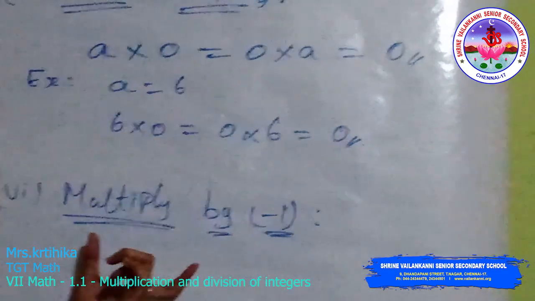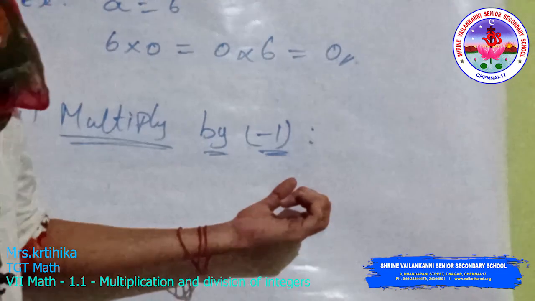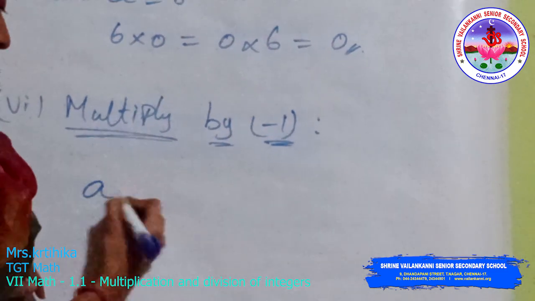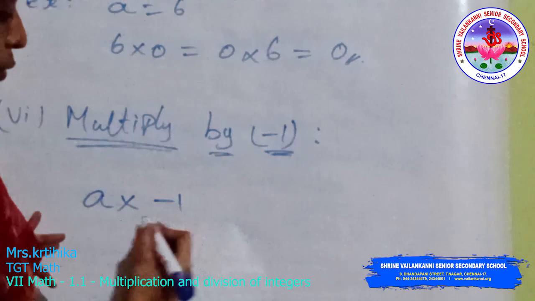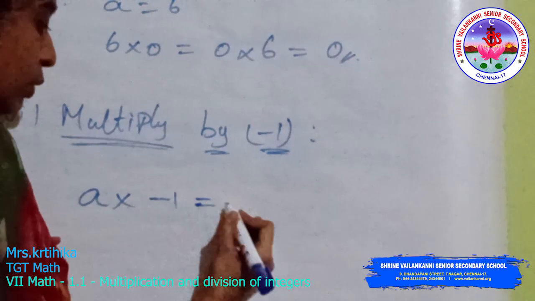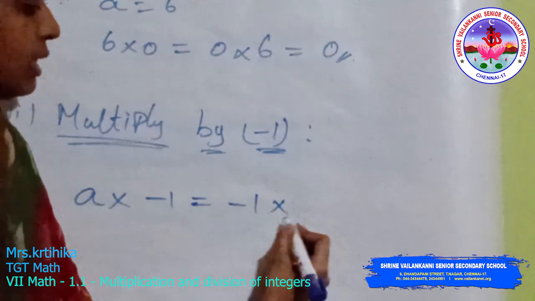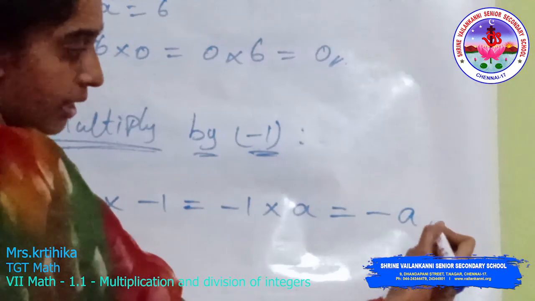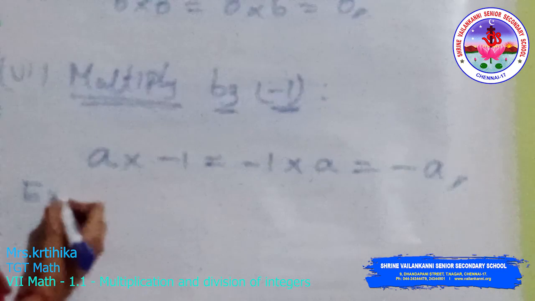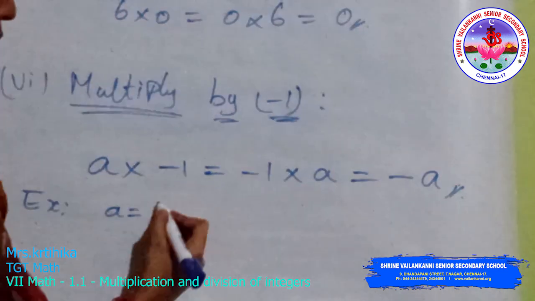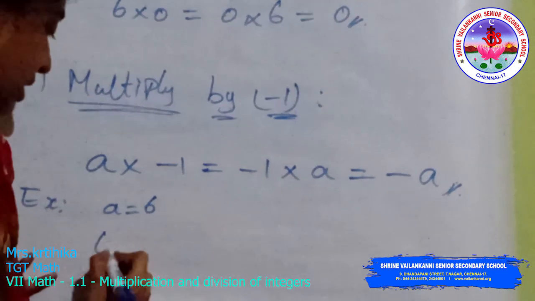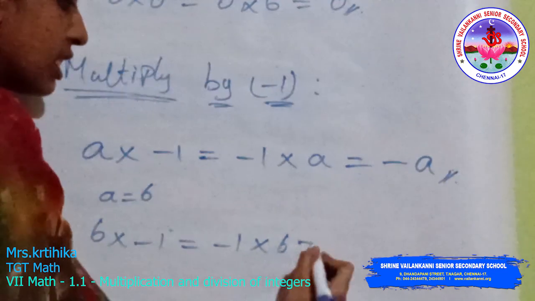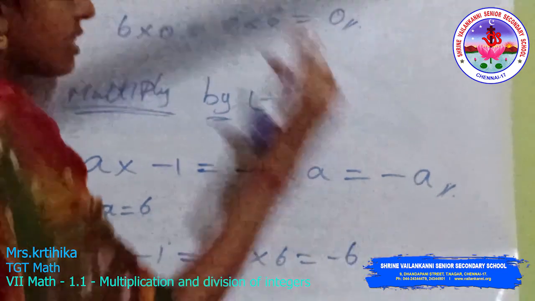Next property is multiply by minus 1. If integer a is multiplied with negative 1 is equal to negative 1 multiplied with integer a, the answer will be negative a. For example, a is equal to 6. 6 into minus 1 is equal to minus 1 into 6 is equal to minus 6.